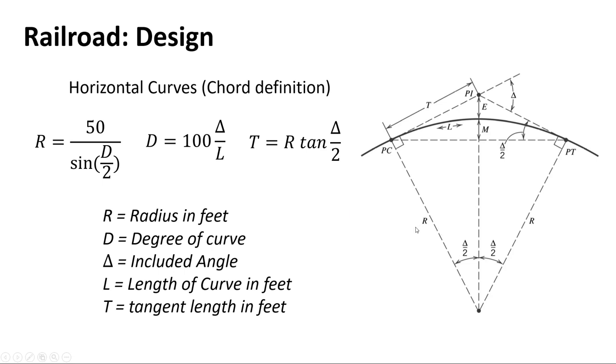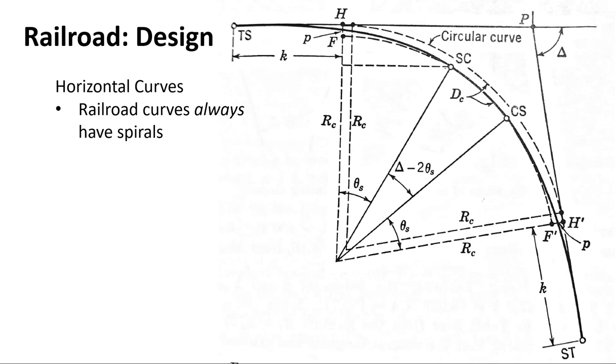Back to here. If you know what your total change in direction is, and then divide it by the length of the curve, that pops out exactly what your degree of curve is, right? Pretty simple equation, really handy for laying things out in the field in a hurry. And this T distance from your PI, your intersection point, back to your point of curve, can be calculated as the radius times the tangent of delta over 2. So that's our curve definitions, equations for railroad curves.